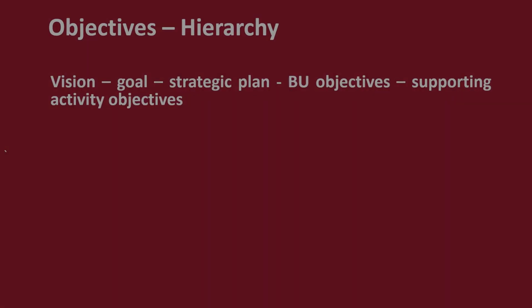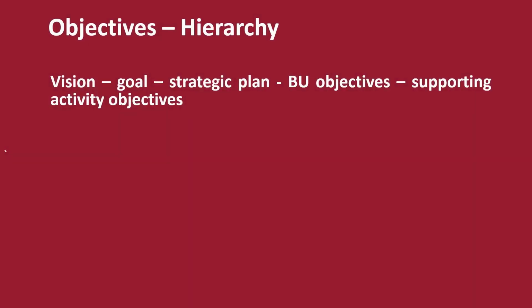A second characteristic of objectives is hierarchy. Objectives are used at all levels in an organisation. An organisation's visions and goals get distilled into a strategic plan with objectives. Business units will be responsible for activities such as change management or major projects that deliver the strategy. These in turn are broken down into smaller parcels of work.